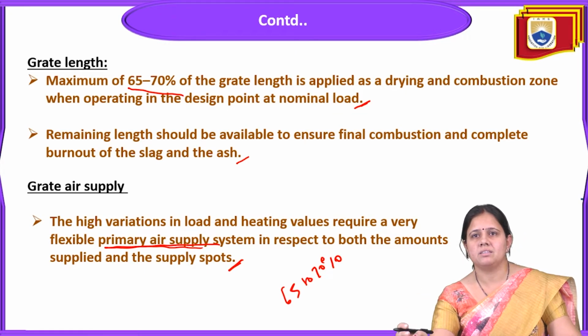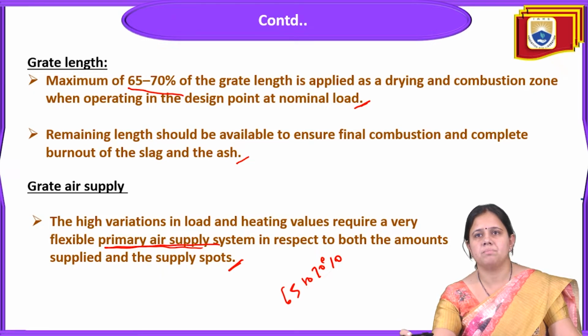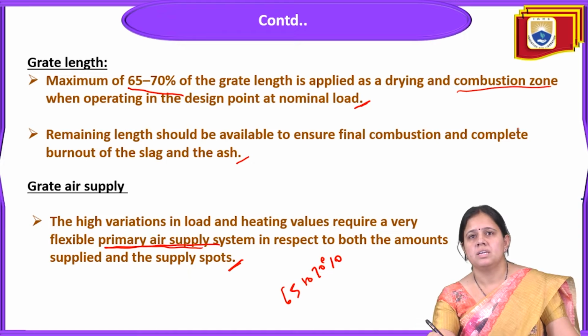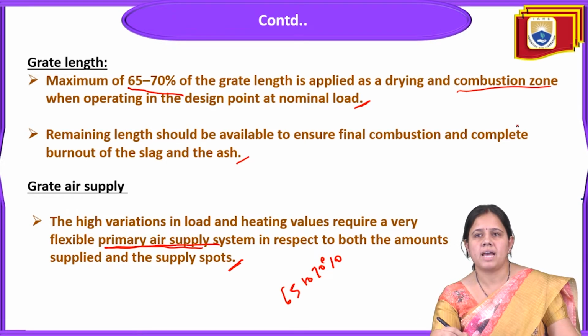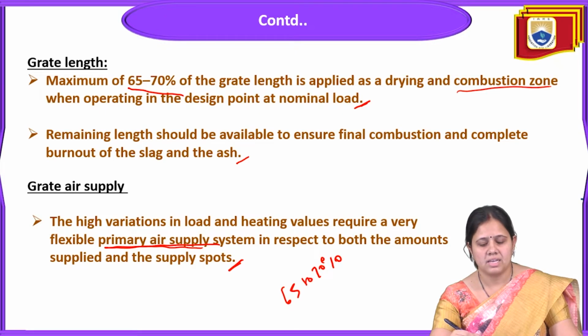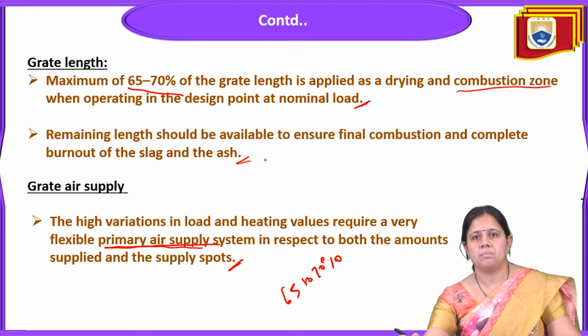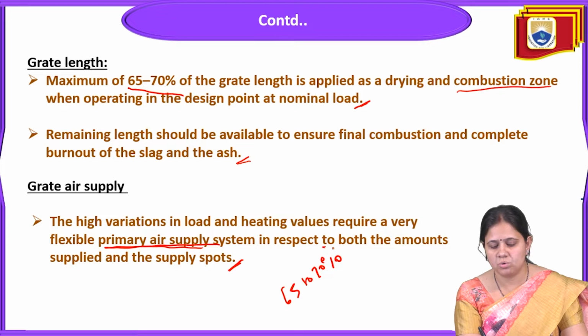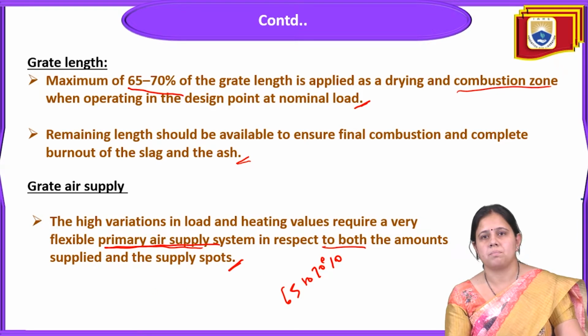For grate length, 65 to 75% of the grate length is applied as the drying and combustion zone. The remaining length should be available to ensure final combustion and complete burnout of the slag and the ashes. And for the grate air supply, the high variation in load and heating values requires a very flexible primary air supply system with respect to both the amount supplied and the supply spots.